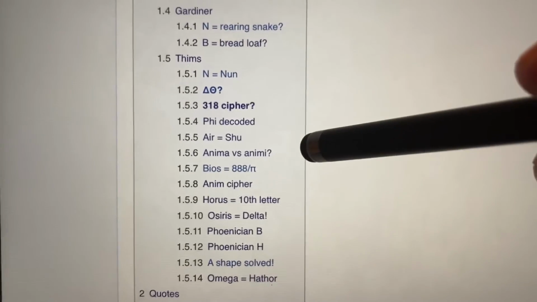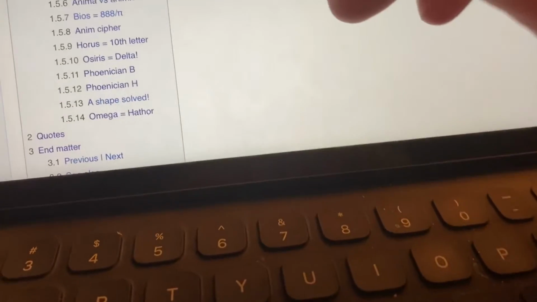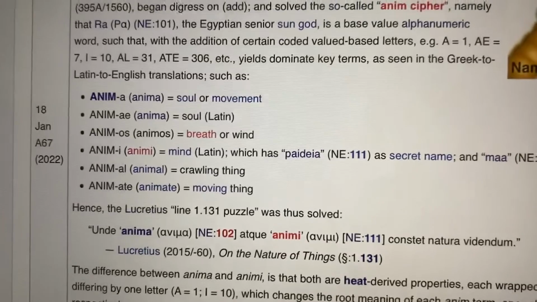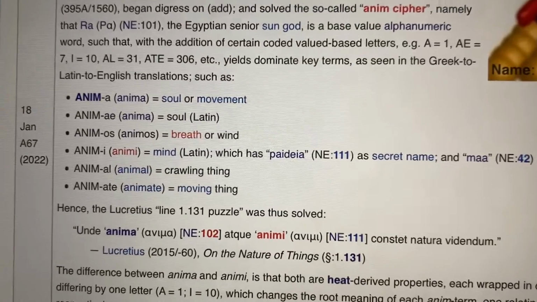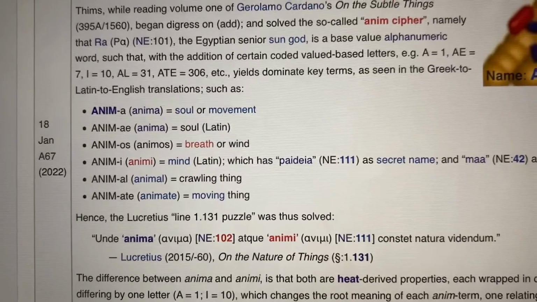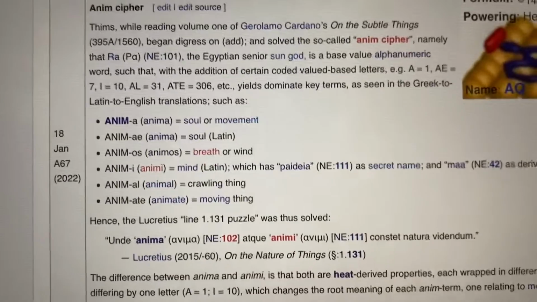So the anima cipher came right here after Shu is decoded. So if you decode Ra as equating to anom, you figure out that the root of the word animation is a heat word based on the sun. The sun is what animates things.